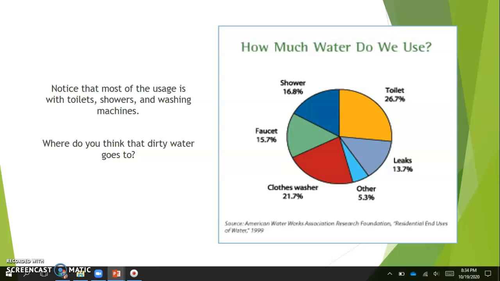So how much water do we actually use? Most of the usage is with toilets, showers, and washing machines. And we have to understand, where does this stuff go? So if we look here, if this is our total percentage of water used, the thing that uses the most water is going to be our toilet. So the toilet does use the most, followed by our washing machine and then our shower. And this percentage of shower use can also vary depending on how long of a shower you take. I know that I like long showers, so I probably use a good bit of water.